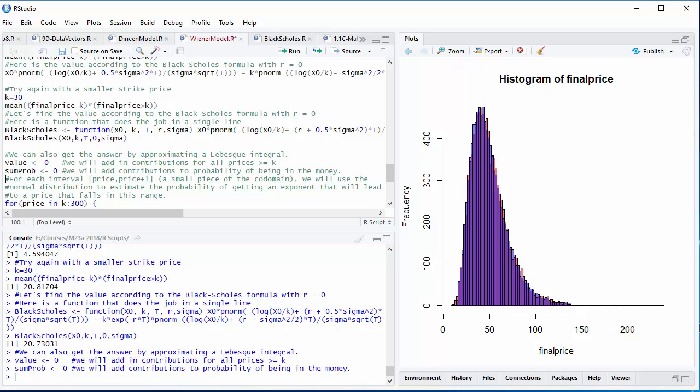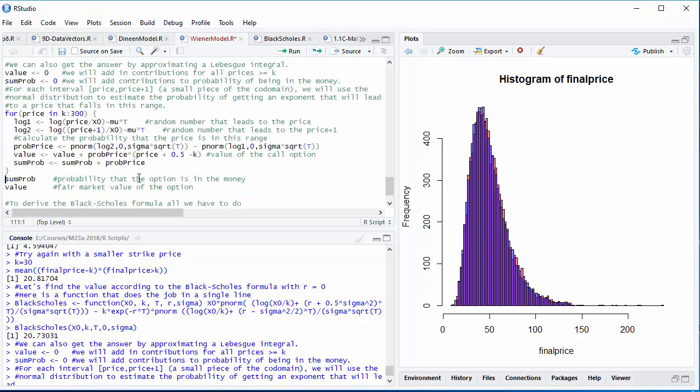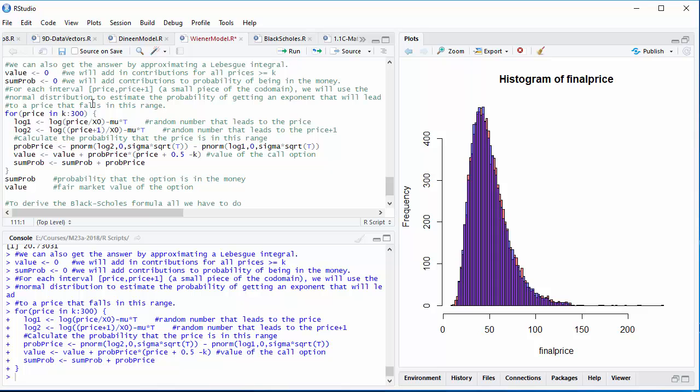value of the option times probability of getting that value. So here goes. My prices start at K because for a price less than K, the option isn't in the money. I have to calculate two logarithms. The logarithm of the ratio of the price to the initial price minus mu times t to take the drift into account that I put in. And then a similar quantity which I've called log 2 where I use the price plus $1.